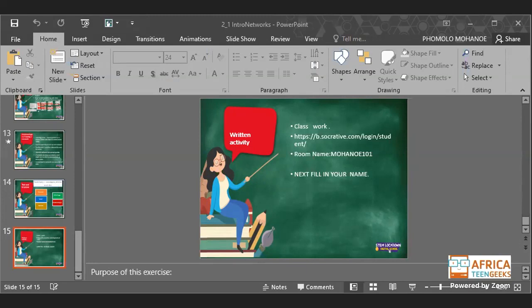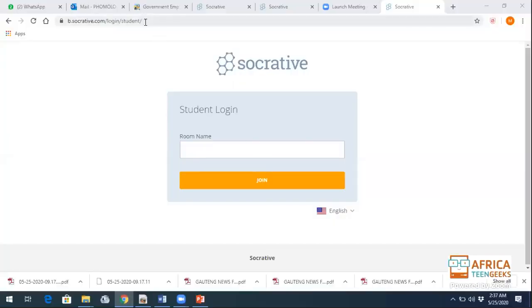Guys, please, let's try to respond on this. I don't see anyone so far. Or can I do this? Student login. Okay, I'll just do this. I'm sharing the new screen again on Socrative. Like I said, this is the link, what you see: b.socrative.com, login, student.